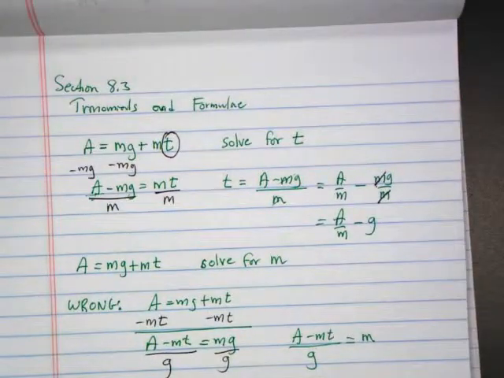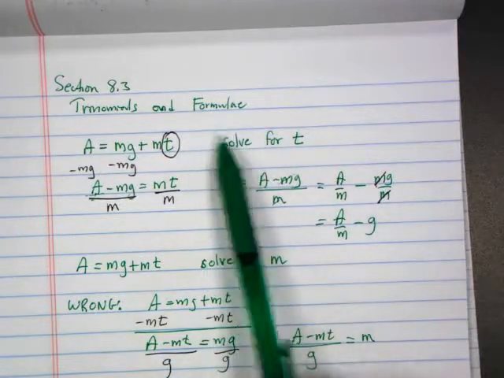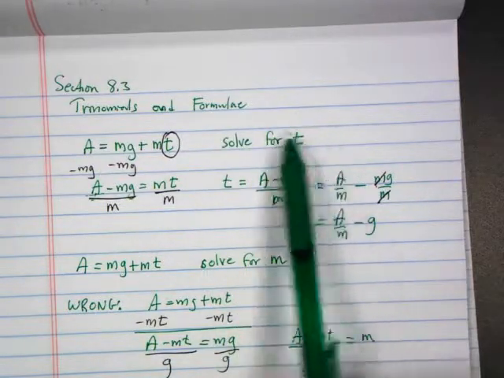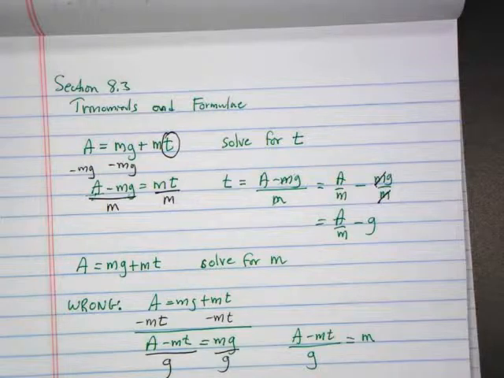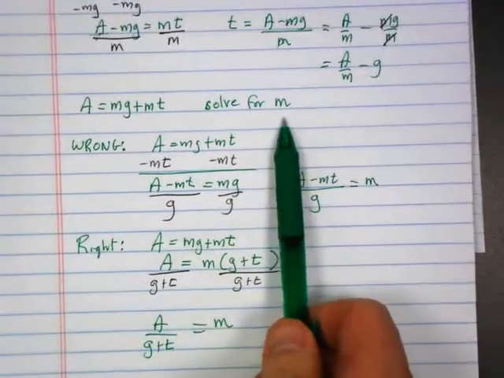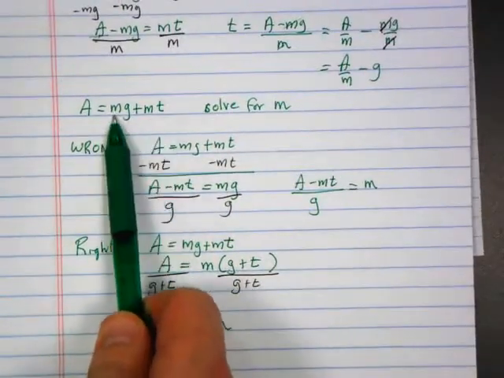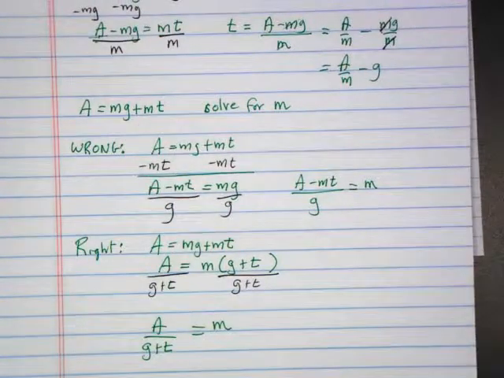How come when I did this one the first time and I was solving for T, I didn't factor? There's only one T. If there's only one T, you don't need to factor. But if I ask you to solve for M, there are two M's, and that's what tells you you need to factor. So there's the big difference. Questions on that?